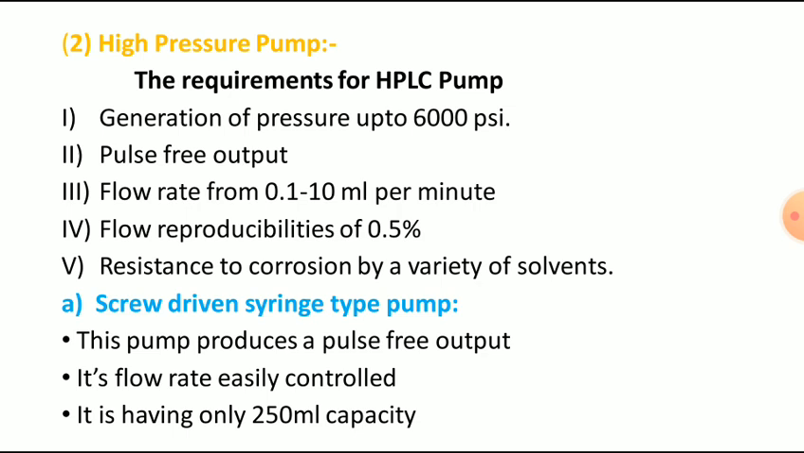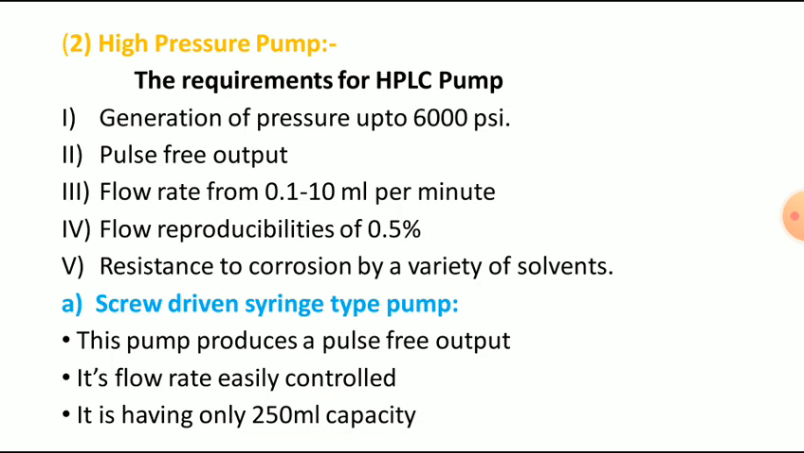Actually there are three types of pumps. First pump is the screw driven syringe type of pump. This pump produces a pulse free output. Its flow rate is easily controlled. It has only 250 ml capacity. See, it has very low capacity. So generally this type of pump is not employed in HPLC, but in other cases this pump can be employed.